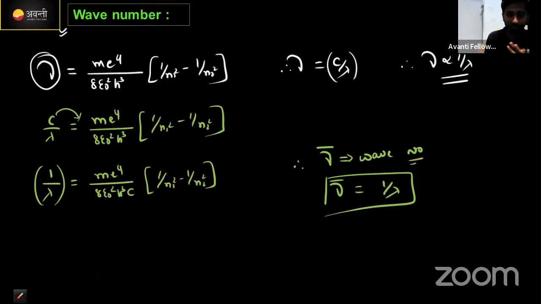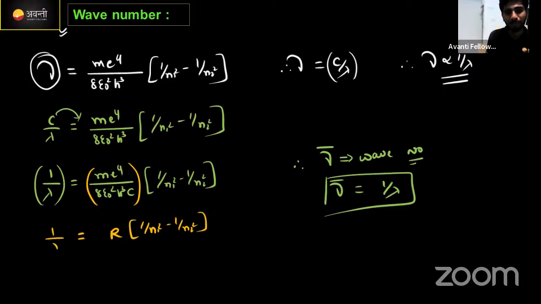And further, look here in this box: m is constant, e is also constant, epsilon naught is also constant, h is Planck's constant, c is the speed of light, all known values. Combining all of these, we will call this value r, and the remaining is 1 by n1 square minus 1 by n2 square. This value becomes equal to this.